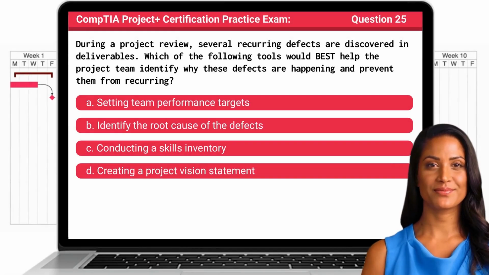Question 25. During a project review, several recurring defects are discovered in deliverables. Which of the following tools would best help the project team identify why these defects are happening and prevent them from recurring?